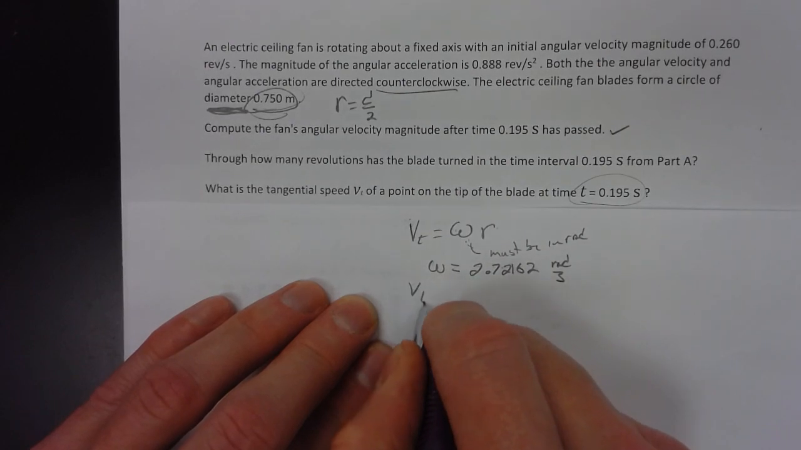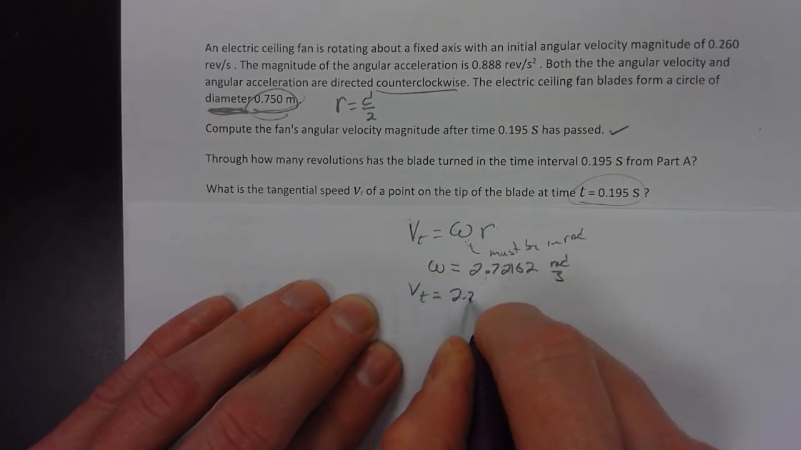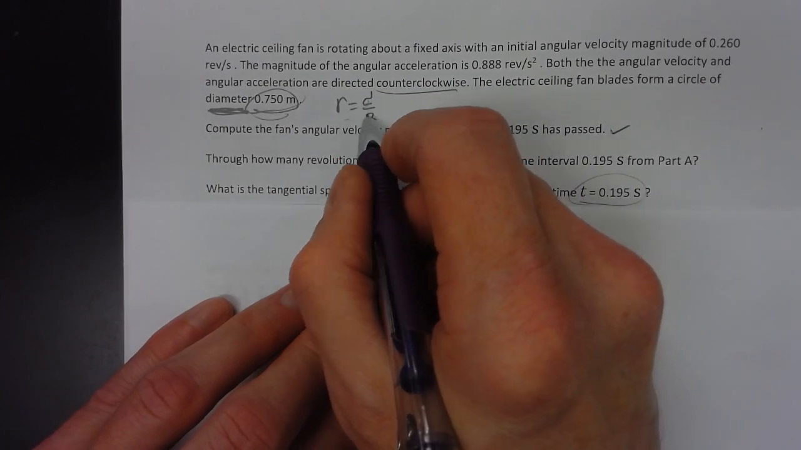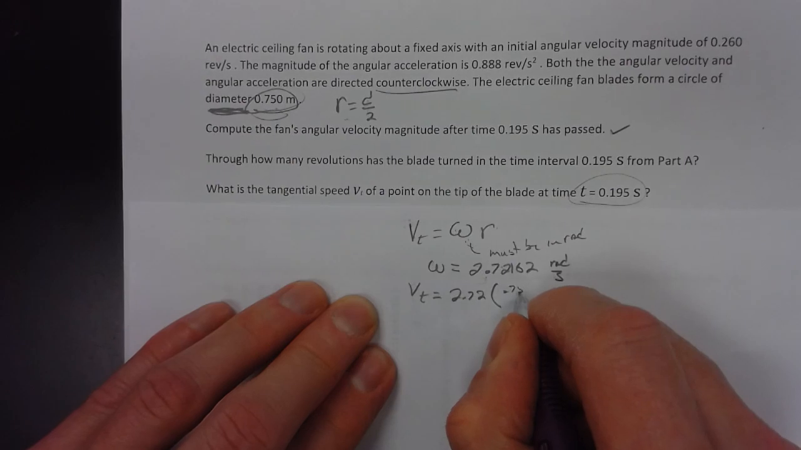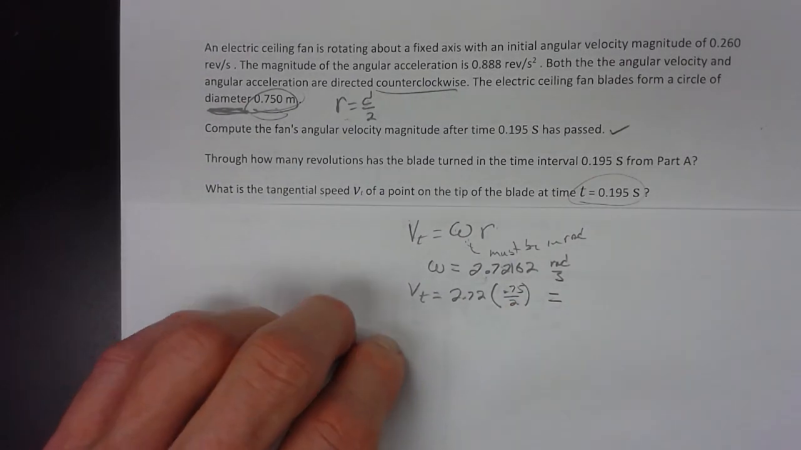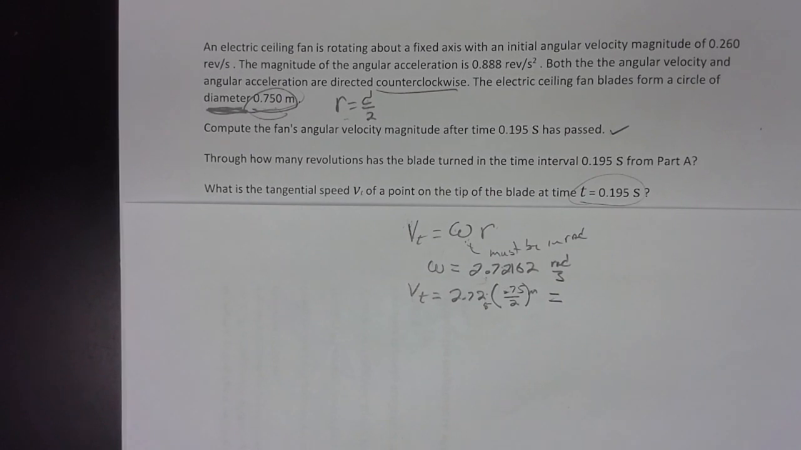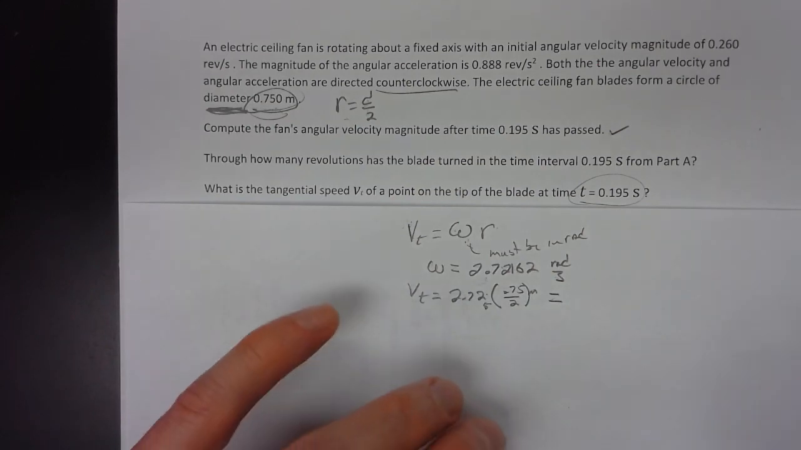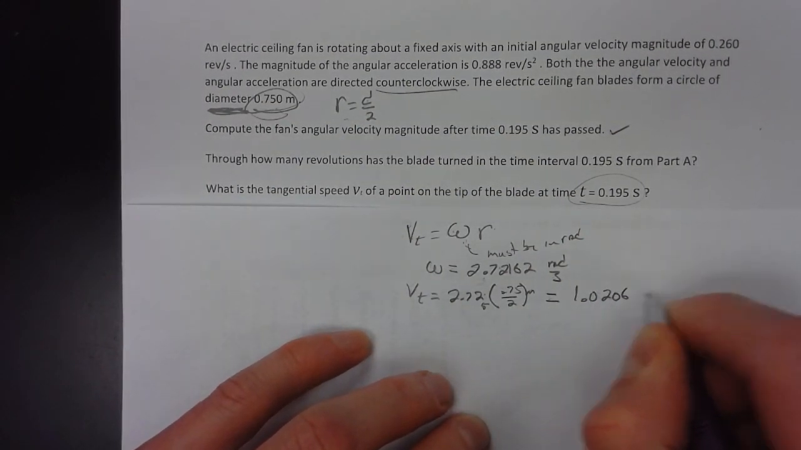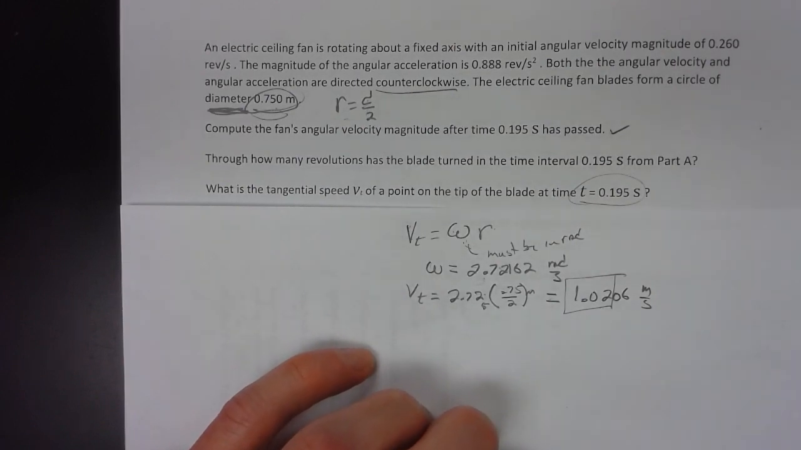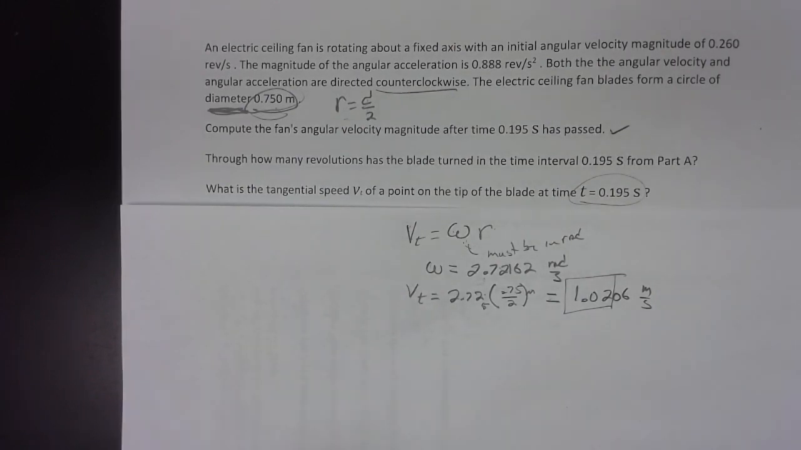Well, just plug it in there. So that velocity tangential is going to be 2.72. I'm going to put the whole number in my calculator though, times the radius. And as we said before, the radius is half the diameter, so it's half that number. So 0.75 over 2. And this is in radians per second, and this is in meters, so we'll end up with meters per second. When we do that, we get 1.0206 meters per second, which with 3 significant digits would be just 1.02. So sorry I forgot to do that up there, but there you go. That's how you find that velocity tangential.